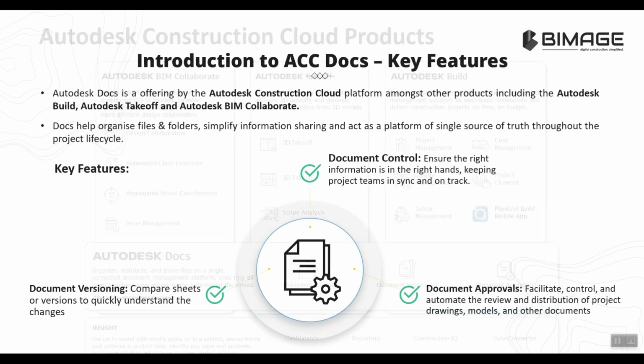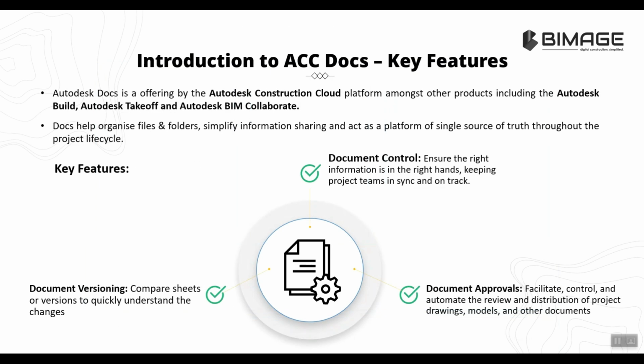Let's move forward. When it comes to ACC Docs, the key features, as I mentioned, are document control, meaning the right documents, the right information in the right hands with the right permission levels, and document versioning. We can compare the sheets and versions very quickly. For example, if there's a V1 and V2, what is the change between V1 and V2? We can compare them. V1 to V5 also, any two versions we can compare at a time. Whether it's a PDF or a BIM model, 2D views or 3D views, we can compare and get to know the difference.